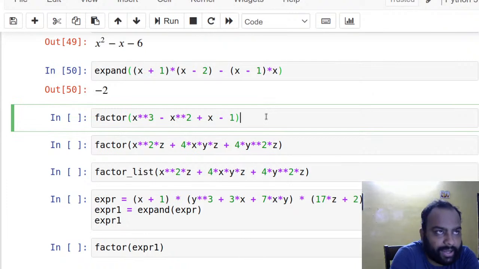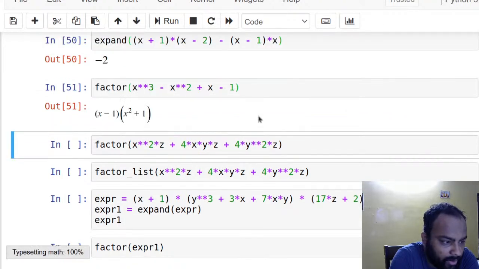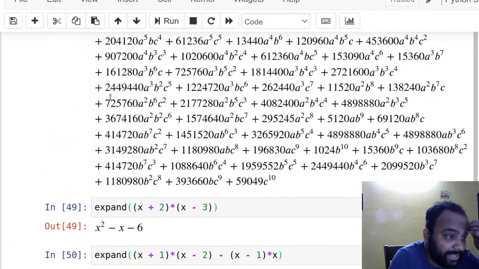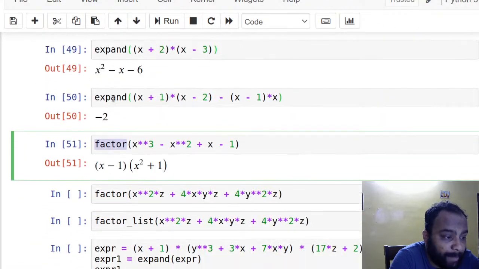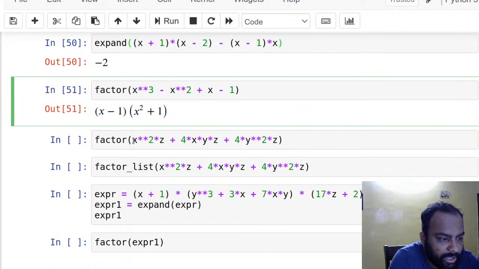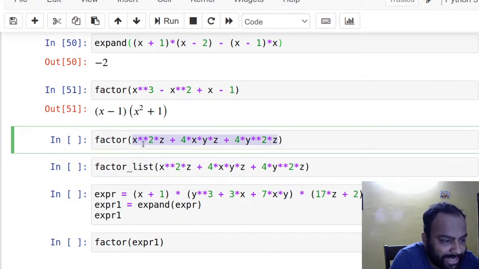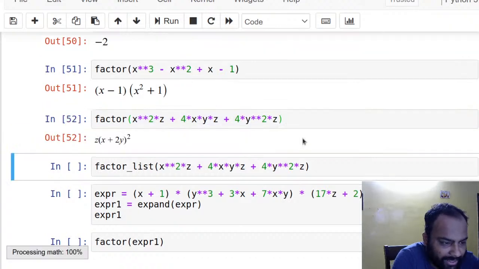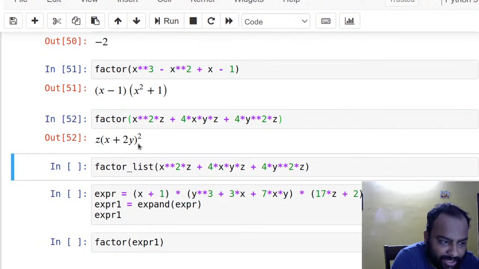When you were in junior high school, you were doing factorizations, right? So, for example, I am now factorizing x cube minus x square plus x minus 1, things like that. So these are going to be rational factors. Okay. So you have seen three functions, right? You have seen simplify, you have seen expand, now you're looking at factor. If I say factor and give it an expression, then it will do rational factorization. So this is a rational factorization on this. So this is again a very complicated expression. So this is like x square z plus 4xyz plus 4y square z, like that. Again, this is the rational factorization here.